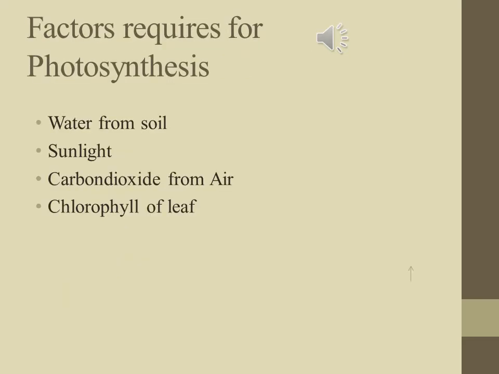First, the factors which are required for photosynthesis are water from the soil, sunlight, carbon dioxide and chlorophyll. These four are the main important factors which are necessary for the production of food. How they are necessary for the production of food, we will see in detail in the next slide.